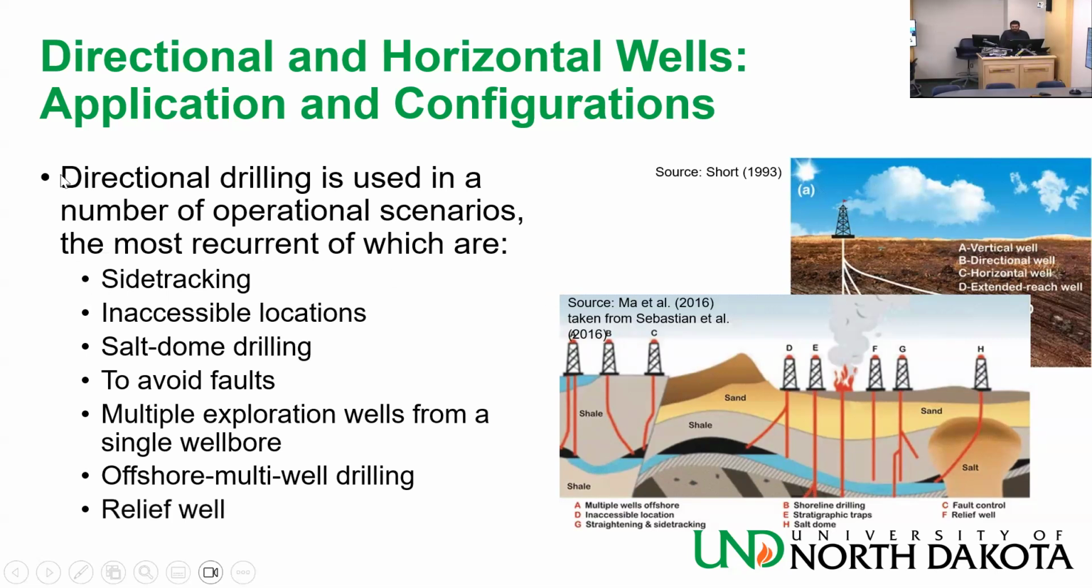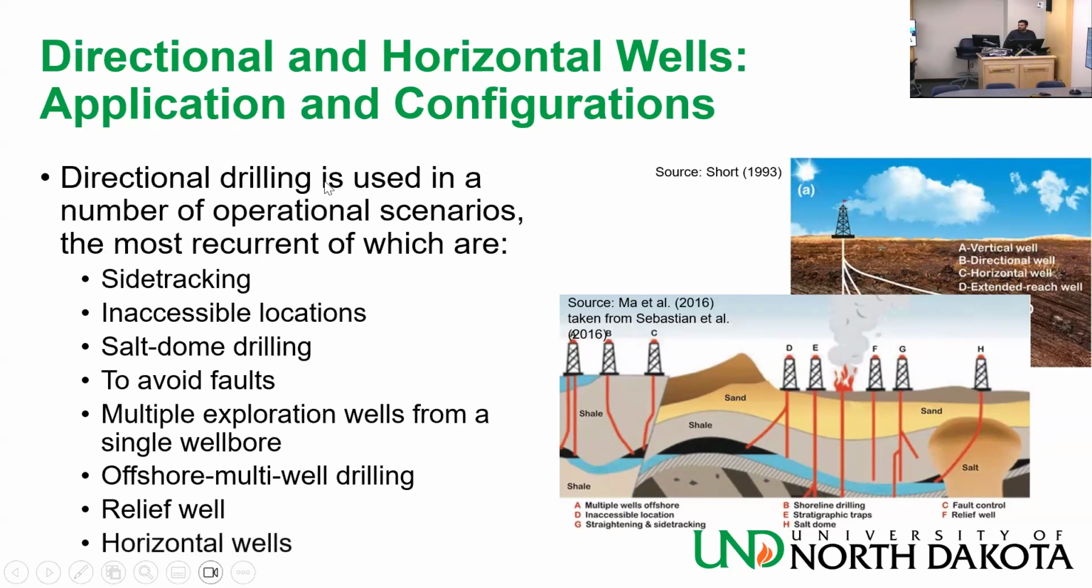So you go as fast as you are safe, but you go as fast as you can. Relief well, that is important. That's when you have a blowout and you want to go from the side, intersect the well that has blown, and inject cement to plug it. This well won't be vertical. I guarantee you, it will be directional.